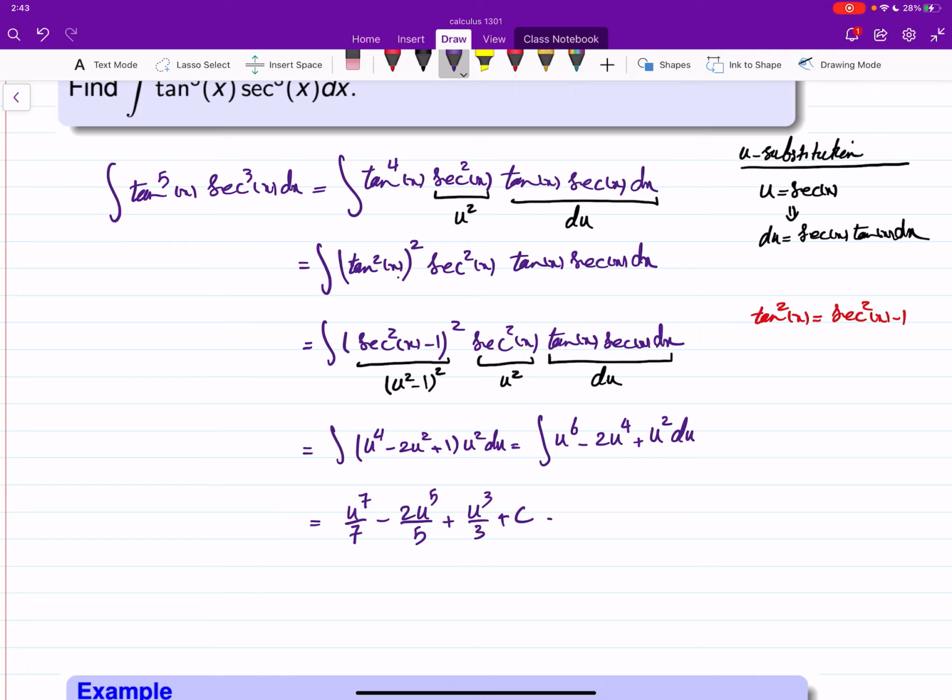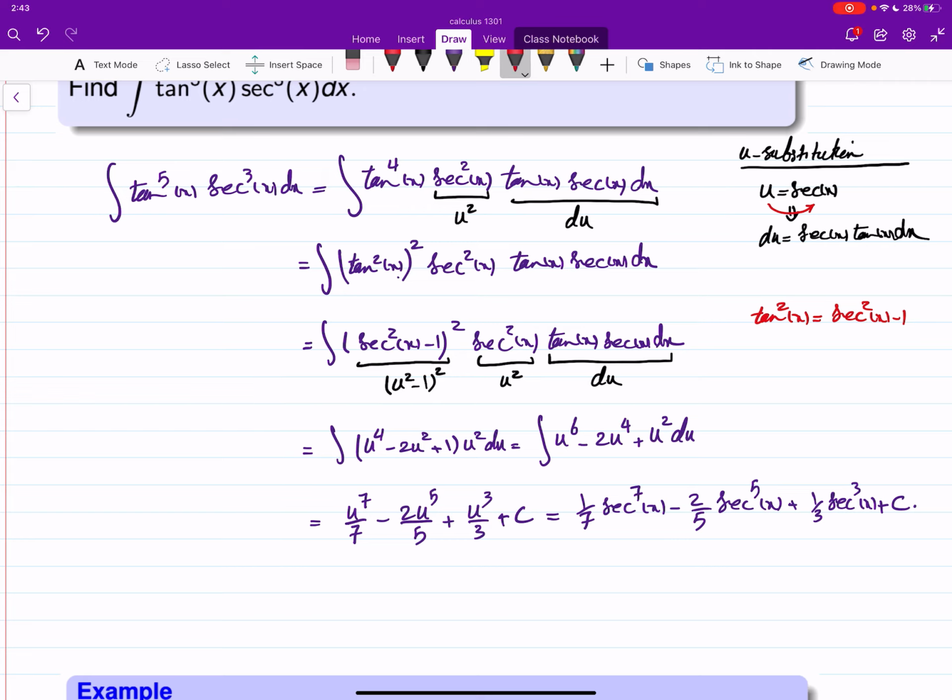And we are not finished unless we plug back in our original function. So that will give me 1/7 of secant to the power 7x minus 2/5 of secant to the power 5x plus 1/3 of secant to the power 3x plus c.